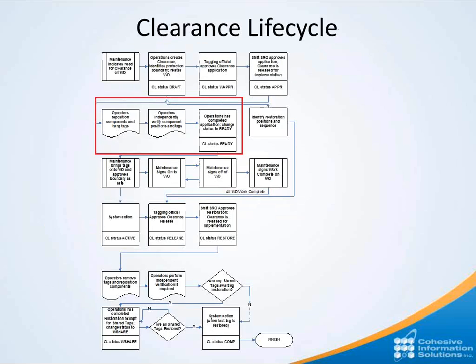So the next steps in the process now, trying to pick it up a little bit, we're running a little low on time, but the next step is the operators go out and position the components and hang the tags and then do the independent verifications if required. Then there is the final step of making the clearance ready for use by changing the status to ready once all the operations tags are hung.